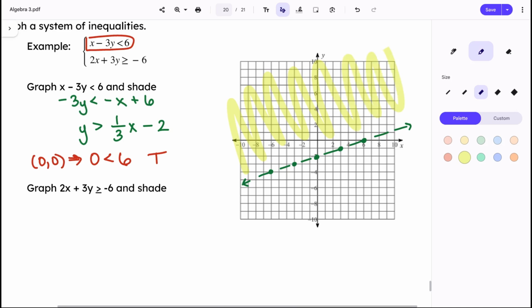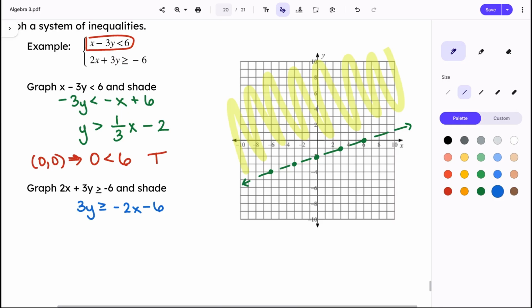Okay, we're not done though, because we have another line that we need to do now. So I'm going to start again by writing this one in slope-intercept form. What would you guys do first to do that? Minus 2x. And then what? Divided by 3. Do I have to flip my inequality sign this time? No. And this would be negative 2/3 x. What's negative 6 divided by 3?